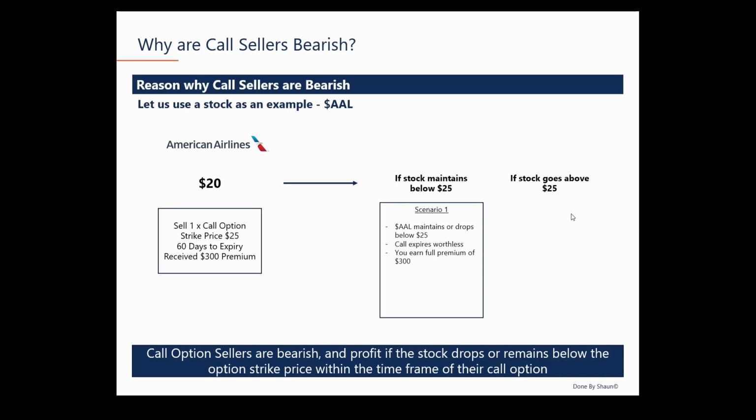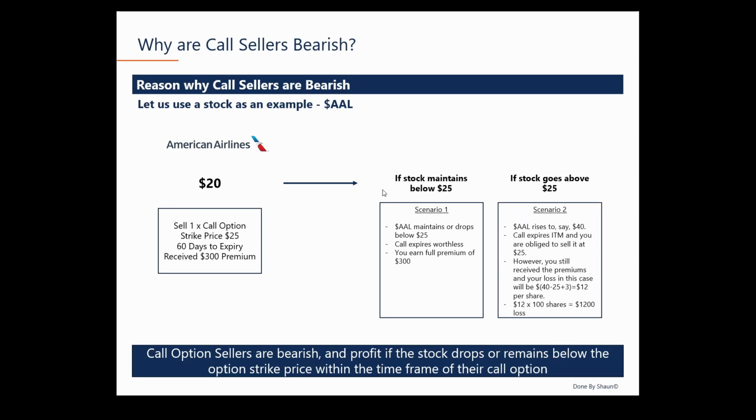if American Airlines continues to drop or remains below $25 after 2 months, your option will simply expire worthless and you will earn the full $300 of premium. Not bad, 300 USD in 2 months from just one trade. Now the logic behind this is: even though you're obliged to sell the stock at $25, if American Airlines is trading below $25, let's say $22, the person buying the shares would much rather buy from the market at $22 than to buy it from you at $25, right? However, since you took on some amount of risk and uncertainty 2 months prior, you are rewarded with $300 USD of premium. Hope this is clear.